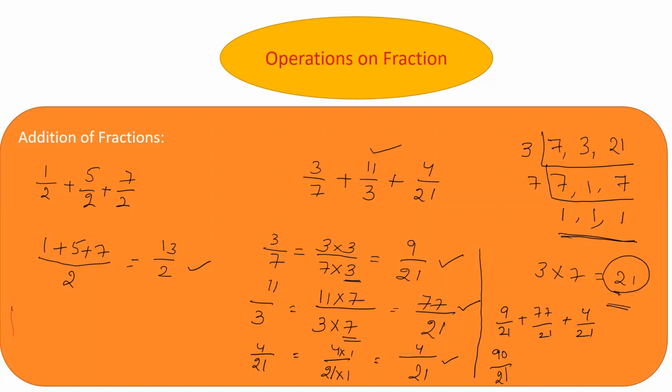Why? Because for 90, 9 plus 0 is 9, and for 21, 2 plus 1 is 3. 3 and 9 are both divisible by 3. It means 90 by 21 is divisible by 3, right? So cancel, divide by 3. 3 nines are 27... 3 threes are 9, 0. 3 ones are 3. 3 sevens are 21. 30 by 7 is the answer. This is the addition of fractions.